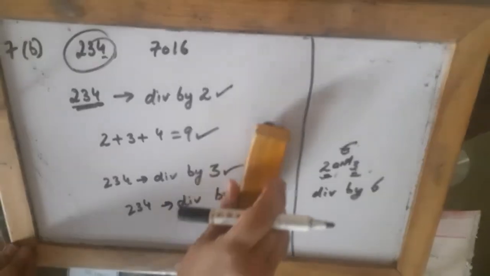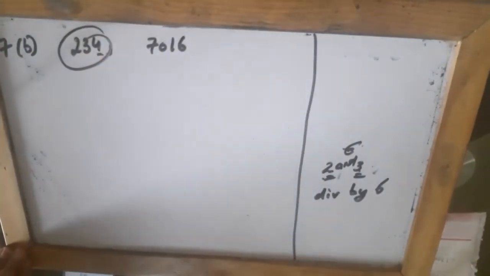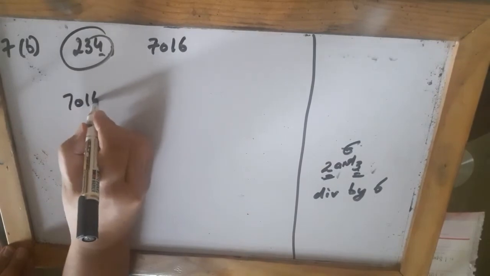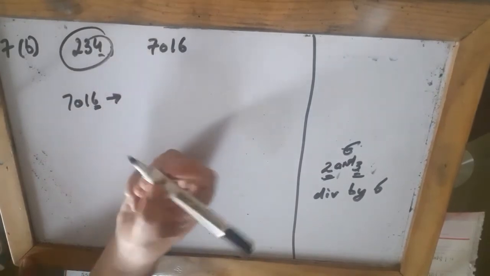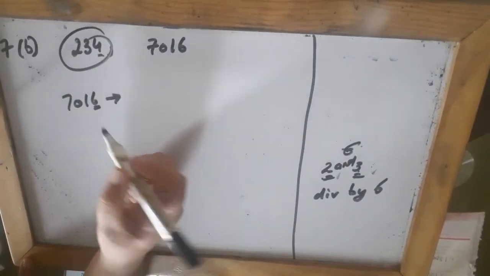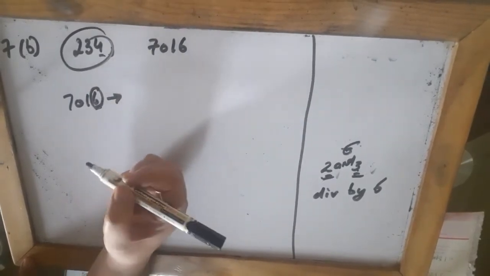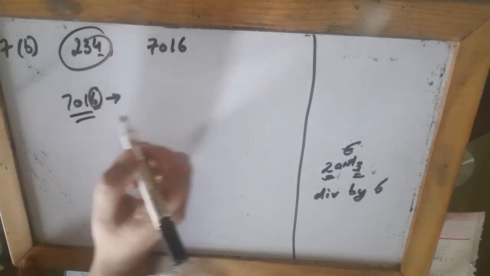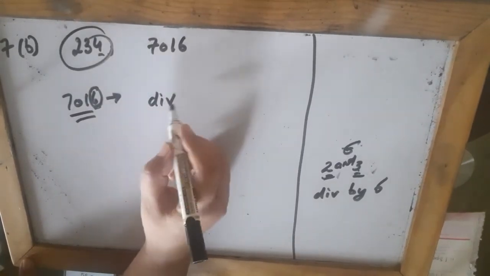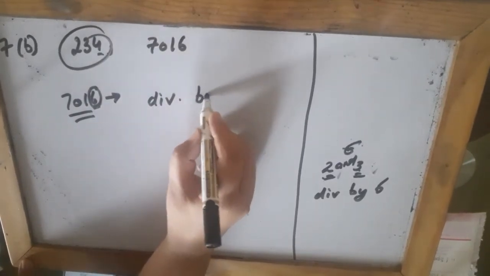Now let me take the second number, 7016. First of all, is it divisible by 2? Yes, because this is an even number. At the last, if you see, it's an even digit. 6 is there, this is even. It means the whole number is even and it is divisible by 2.